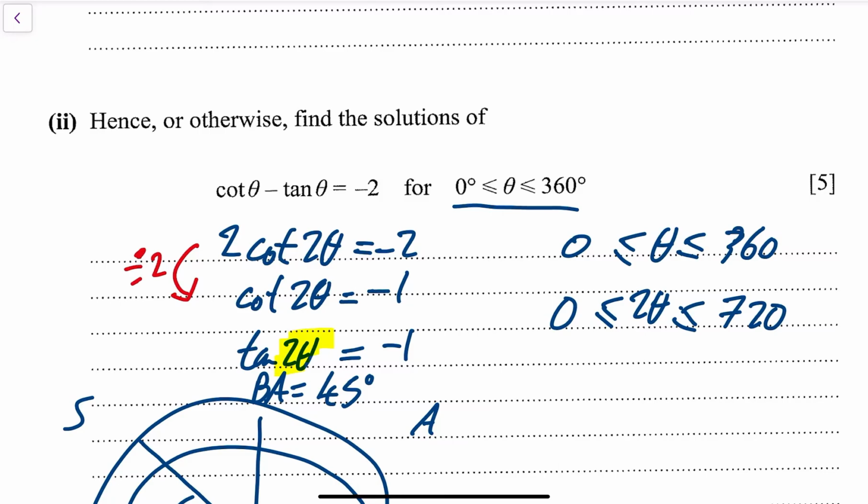So cot, remember, is 1 over tan. So 1 over cot just becomes tan. 1 over minus 1 still becomes minus 1. Now notice my angle isn't just theta, it's tan of 2 theta. So we'll write down our range. The original range was 0 is less than or equal to theta is less than 360. Double the theta, you get 2 theta. Double 0, you get 0. Double 360, you get 720.